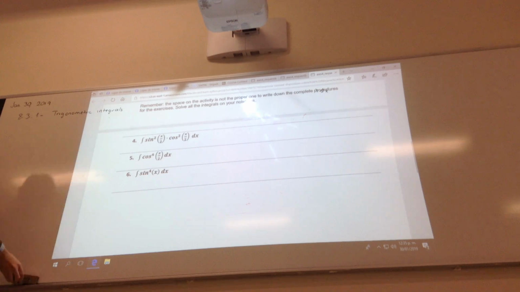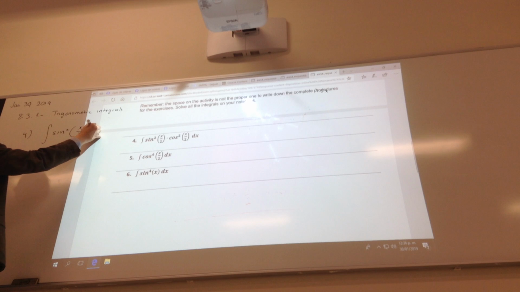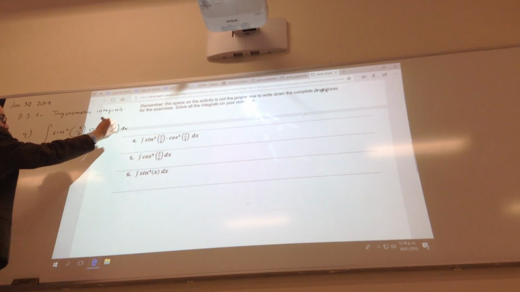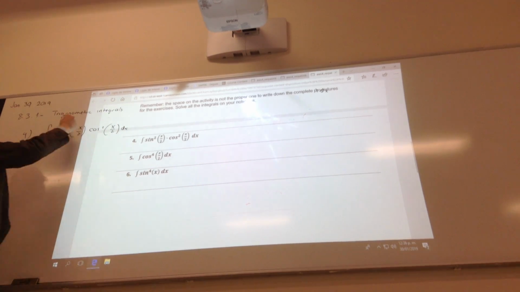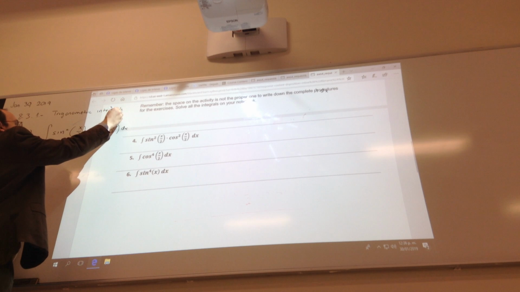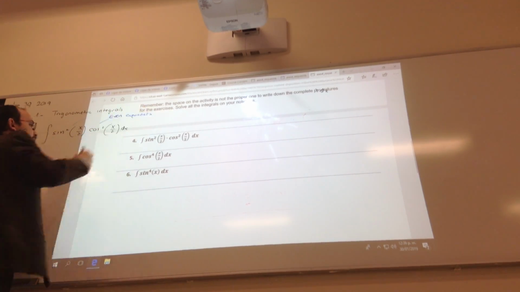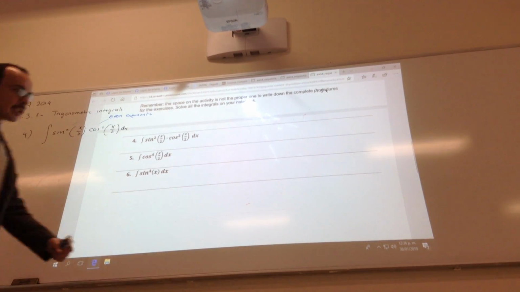Okay. Let's try number 4 because it's different. What happens if I have powers? Sine square of x over 2, cosine square, or cosine to the 4th power, etc. When you have even powers, even exponents, when you have sine and cosine with even exponents, you need to apply another identity.